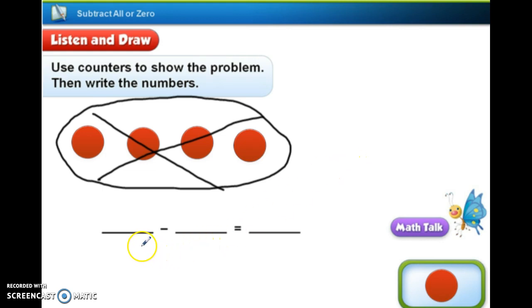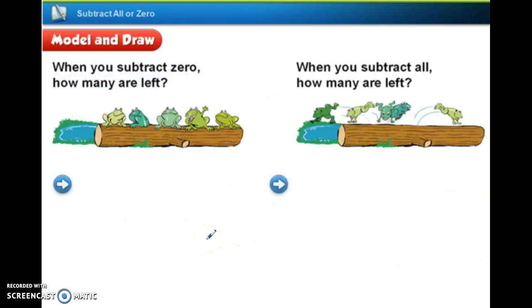Let's write our number sentence. We started with 4. We circled and crossed off 4, and we were left with 0 or nothing. So 4 minus 4 equals 0. You're doing great. Let's do a couple more together. Turn to page 106. Press pause if you need to find the page, then push the play button to get started again.